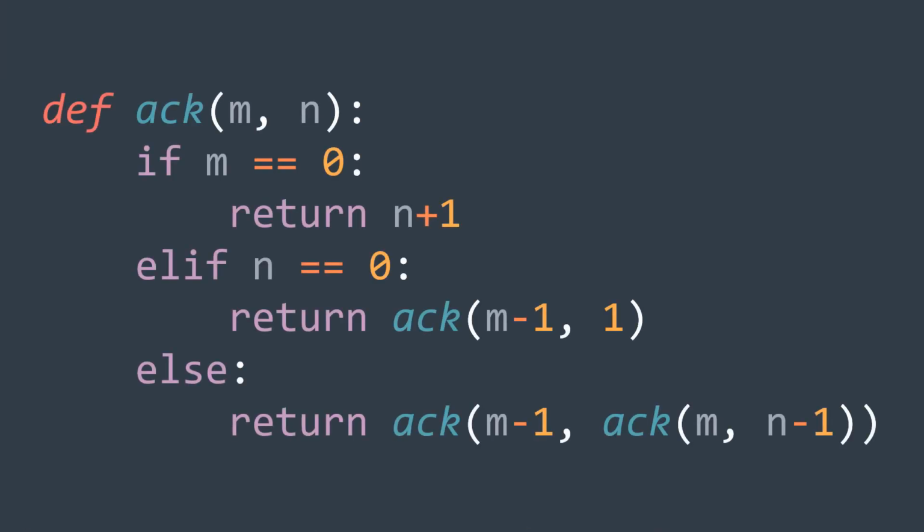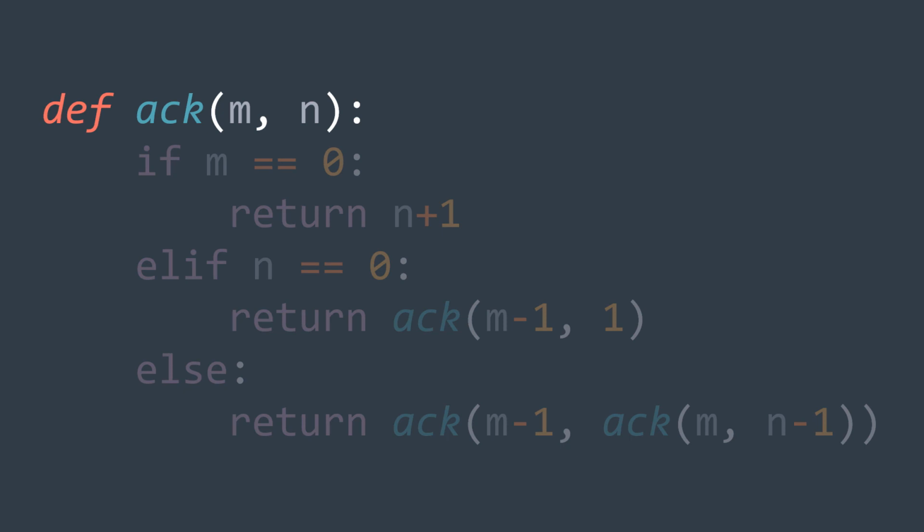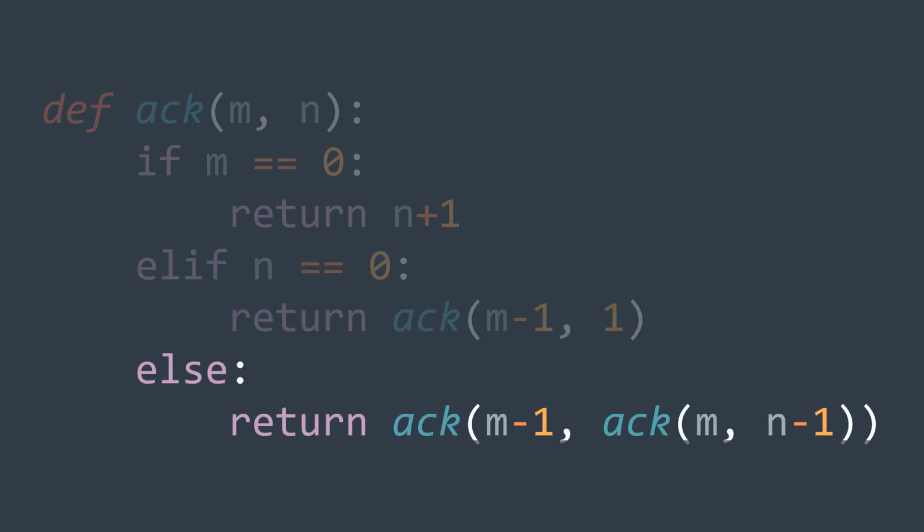It's defined as follows. It takes two positive integers m and n. If m is 0, it returns n plus 1. Else if n is 0, it returns ACK of m minus 1, 1. Else it returns ACK of m minus 1, ACK of m, n minus 1. You can see that we have a nested recursive call, it's double recursion.